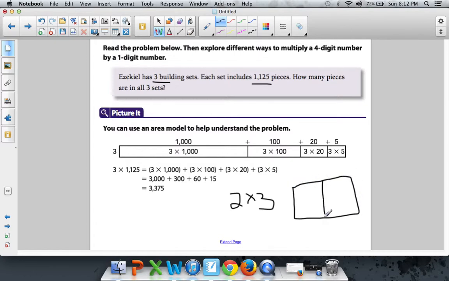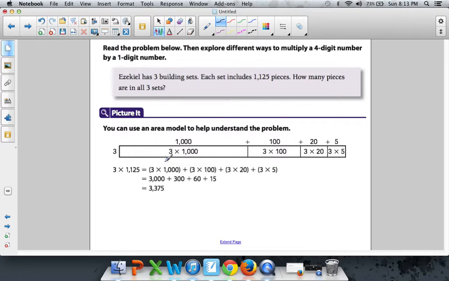So 2 down and 3 across. Or 3 down, actually, is what I just did. So 1, 2, and then 1, 2, 3, just like 2, 3. And then you count how many boxes there are to get the answer. 1, 2, 3, 4, 5, 6. 2 times 3 is 6. Yeah, all right, we're cool.